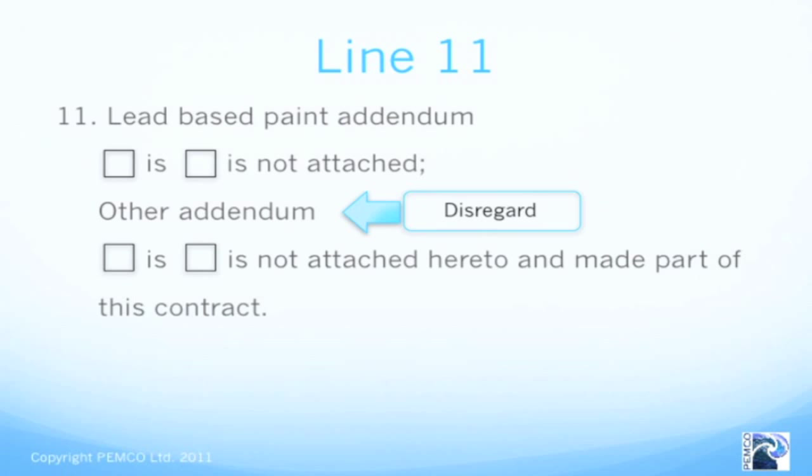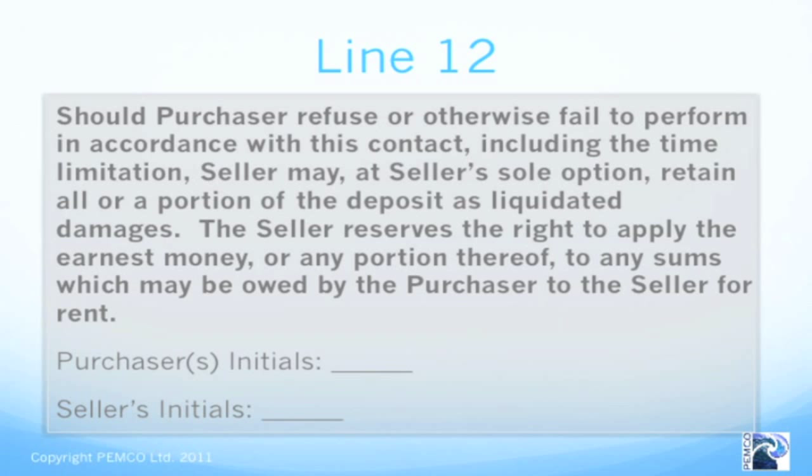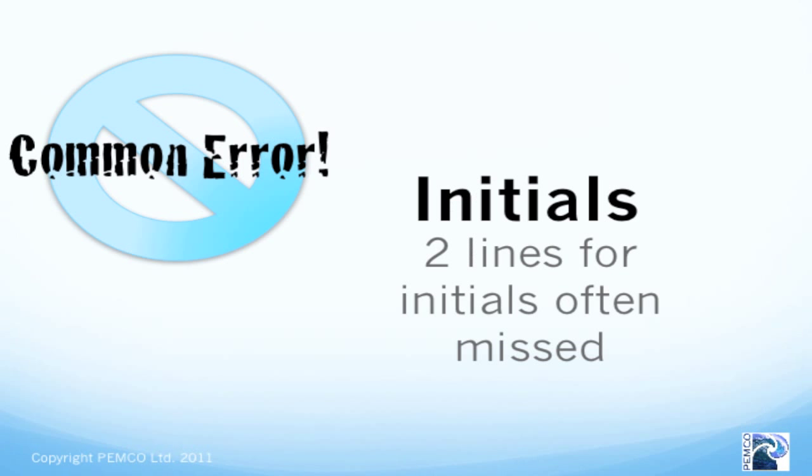On line 11, either box concerning LBP addendum will be auto-checked based on whether the LBP addendum is necessary. The other checkbox you can disregard. You won't need to fill this in. Line 12 is a very important statement concerning how earnest money is handled if the buyer fails to act in accordance with this contract. Please take note of the two tiny lines at the end that are asking for you and your buyer's initials. These lines are often missed, and the result is a rejected contract.